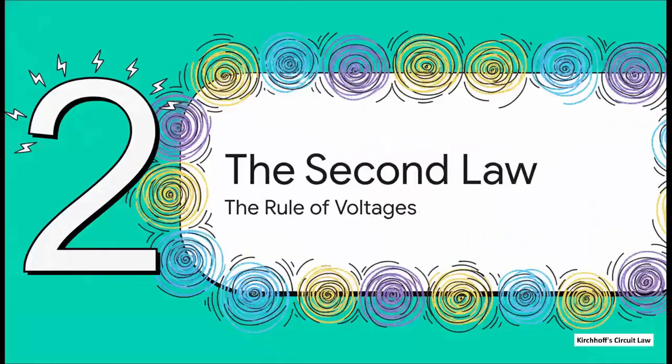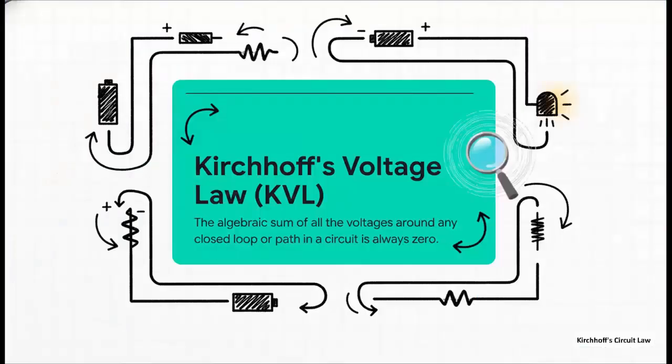All right, one law down. Let's move on to the second one. If the first law was about the flow of current, this next one is all about the energy in the circuit, which we measure as voltage. This is Kirchhoff's voltage law, or KVL. And what it says is, if you trace any path in a circuit that ends up back where it started, a closed loop, and you add up all the voltage boosts from batteries and all the voltage drops from components, the grand total will always be zero.